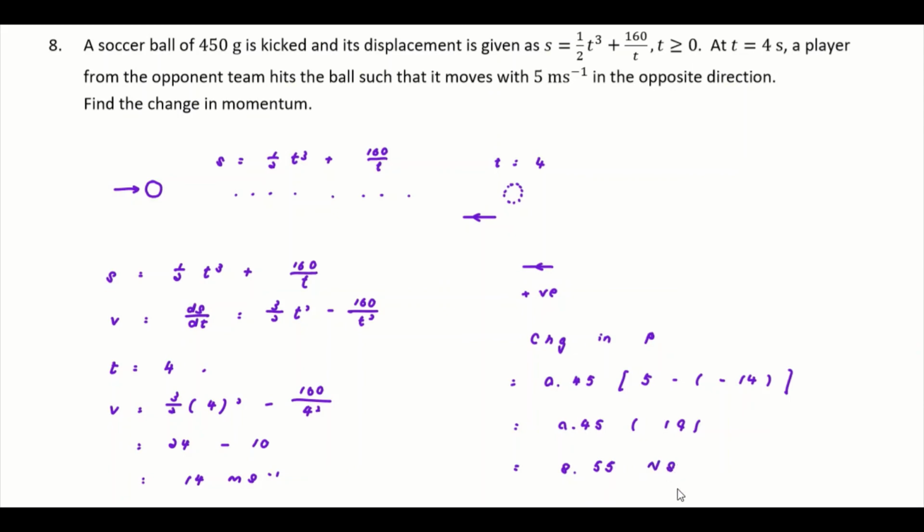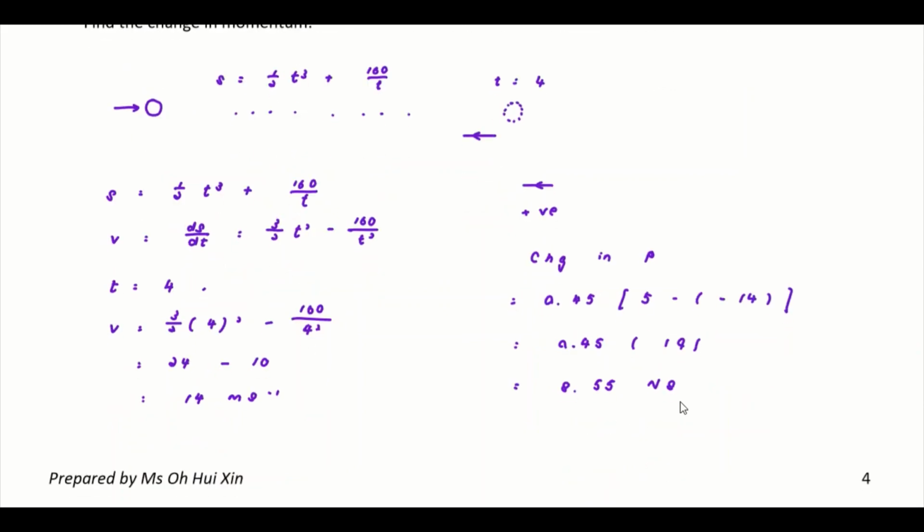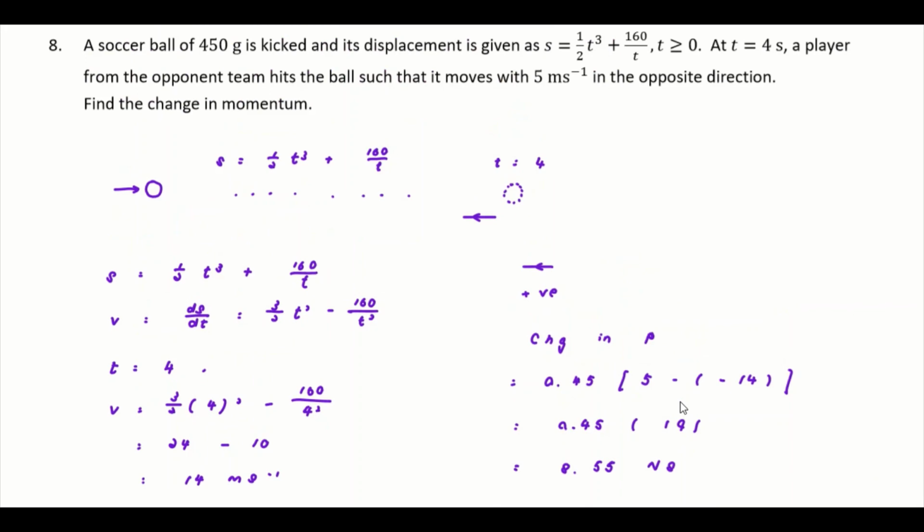Okay, so that's pretty much of it. I hope that you can understand the idea of how to find the momentum. Then remember that it's a vector quantity, so that's why denoting the positive direction is very important.